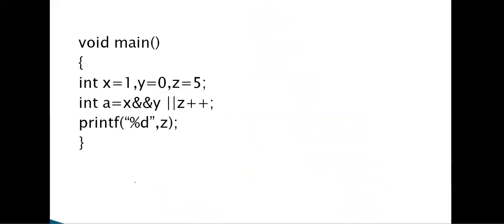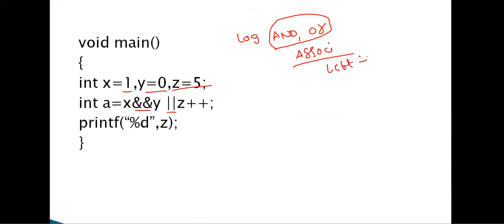Now we will discuss one more thing. X is equal to 1, Y is equal to 0, Z is equal to 5. First, a is equal to this one and this one. Both the logical AND operator and the OR operator have the same precedence. In that case, we have to consider associativity. That is left to right. That is, we have to perform the operation from left to right. First, you will perform X double ampersand Y. What is X? 1 double ampersand 0. 1 and 0. The answer is 0.